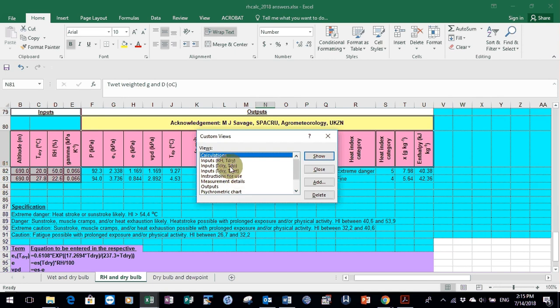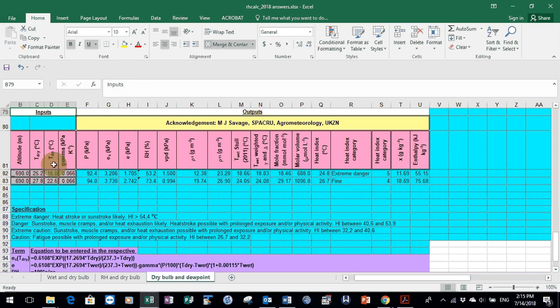Let's look at the dry bulb and dew point inputs. Dry bulb and dew point, altitude and psychrometric constant, and again the outputs are shown here, and the two estimates of wet bulb as well as the heat index, mixing ratio and enthalpy.